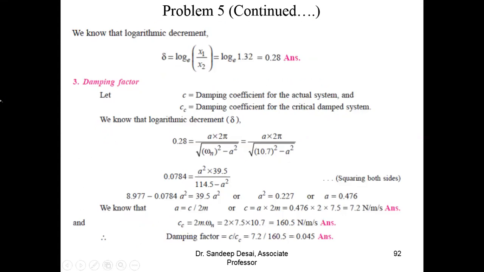So what is zeta? It is quite simple here. Delta is known to you. So delta is equal to 2 pi zeta divided by under root 1 minus zeta square.